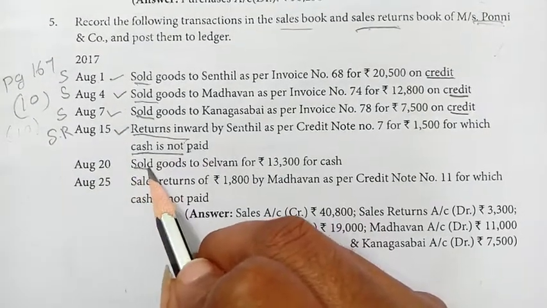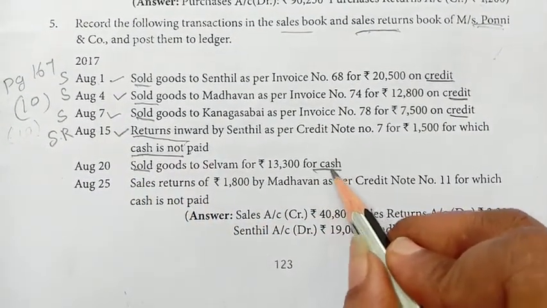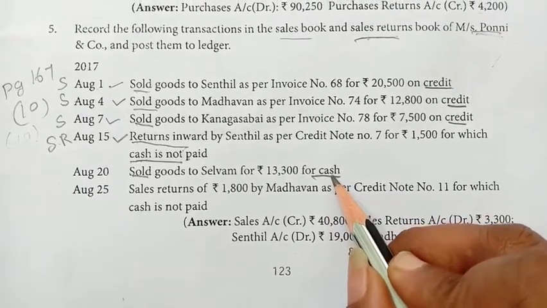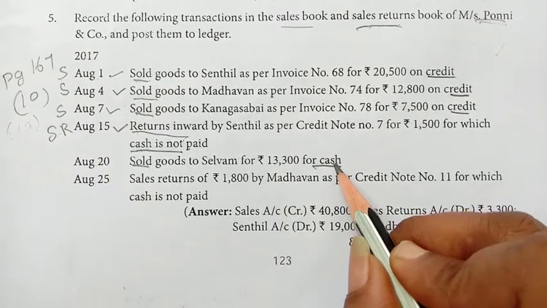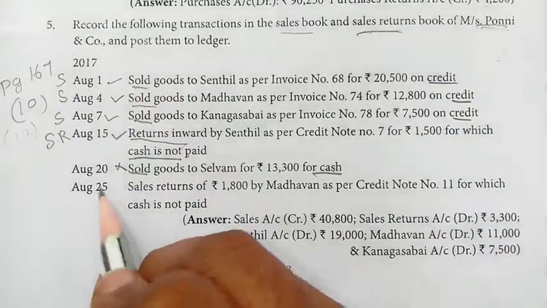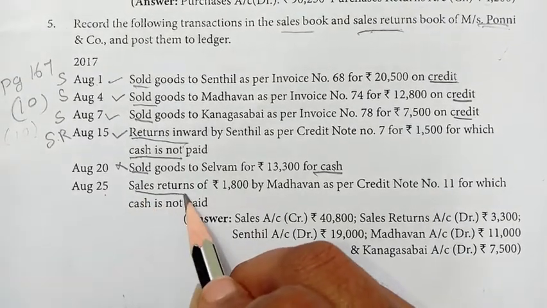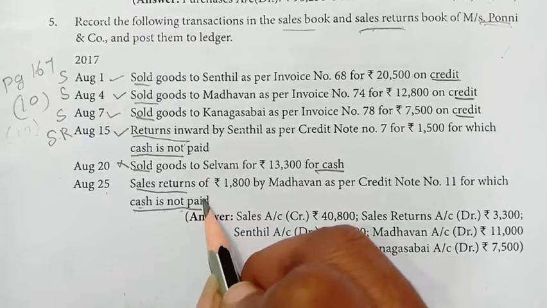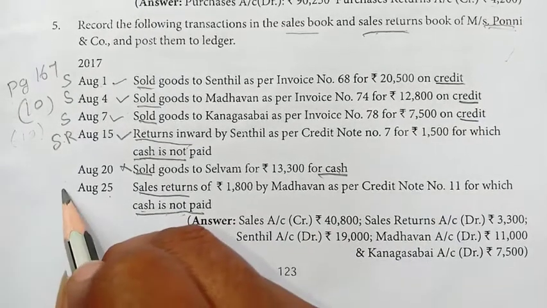Next, sold is there. Here you can see cash is there. So in the subsidiary book, we should not write whatever we purchase for cash, and if it's a fixed asset, we won't be writing this one. Next, August 25, sales return is there. You can see the cash not paid. Cash not paid means you did not get the cash, that means credit only. So we'll be writing this.